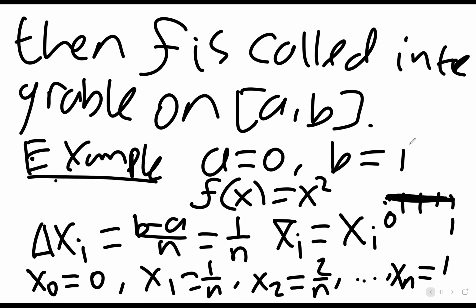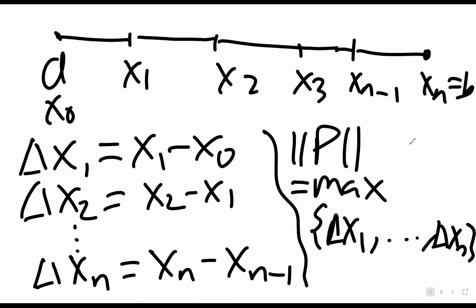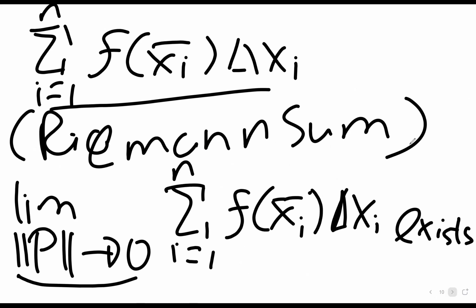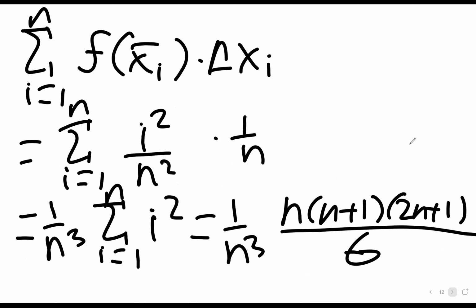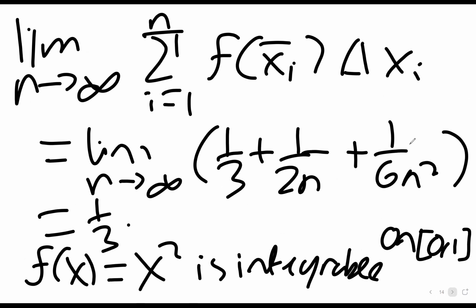So the largest one here, the value of this one, is also 1 over n. And if this one tends to 0, then n tends to infinity. It's the same, right? That's why we can take the limit as n tends to infinity, replacing the limit as the norm of P tends to 0.